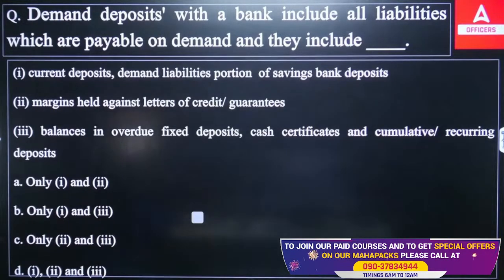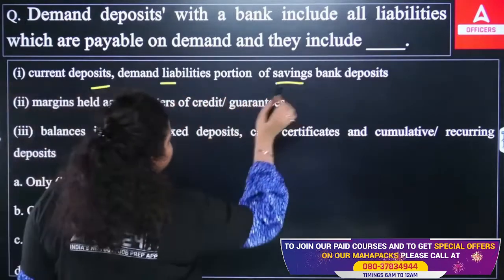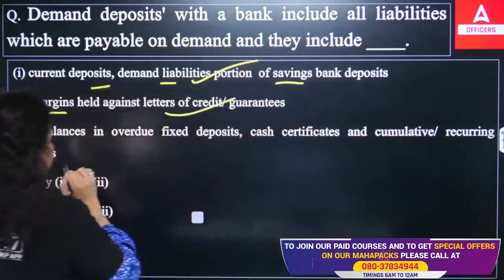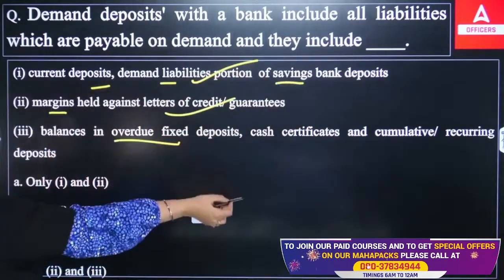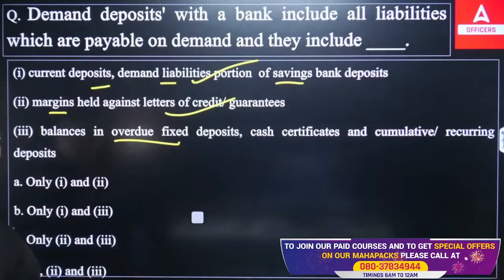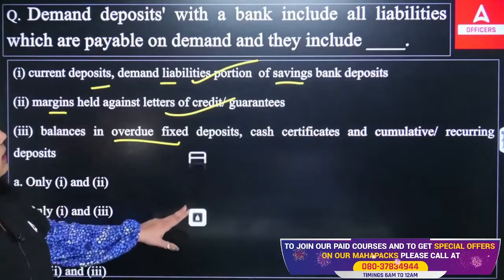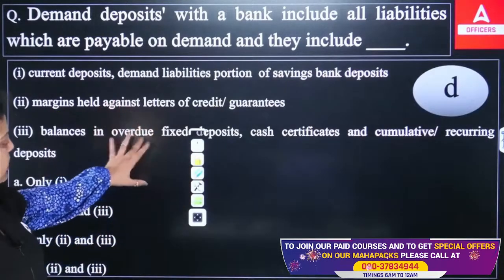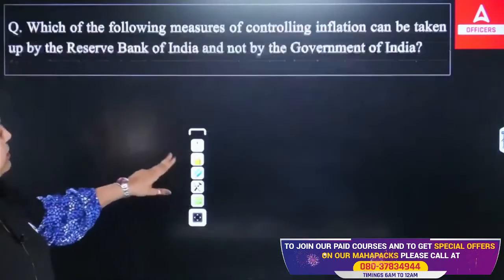Okay. Now, which of the following is right? The current deposit, demand deposit portion of savings account. This is correct. Margins held against letter of credit and guarantee will be covered. The balance in overdue fixed deposit, cash certificate, cumulative recurring deposits, all these will be covered under the demand deposit with the bank liability we are talking about. So the answer will be your D option. 1, 2, 3, all the statements were true.